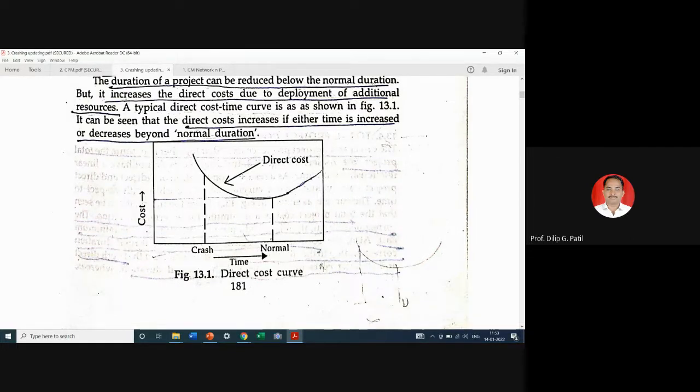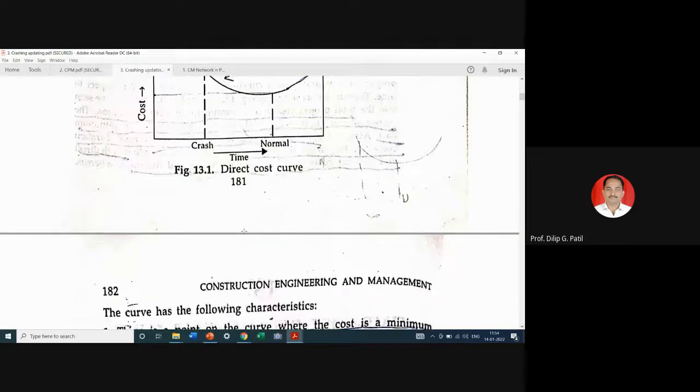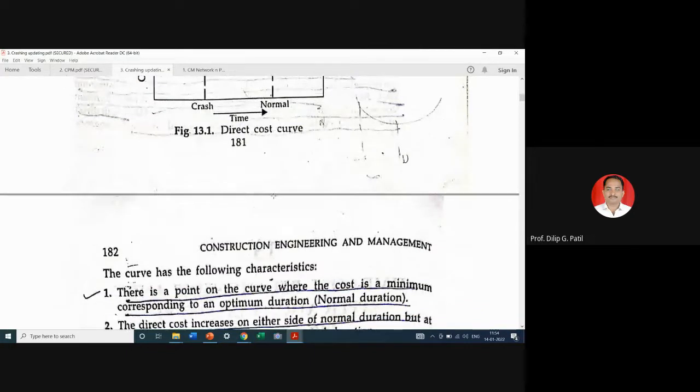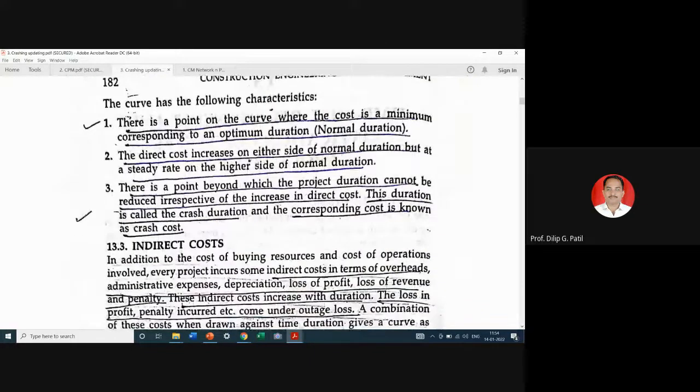So there are such consideration that you cannot add more resources beyond a particular limit, and we have to follow that particular minimum crash duration. Up to that particular level only you can crash the particular activity. So that is important, normal duration and crash duration. So crash duration will result in increase in the cost because of additional resources.